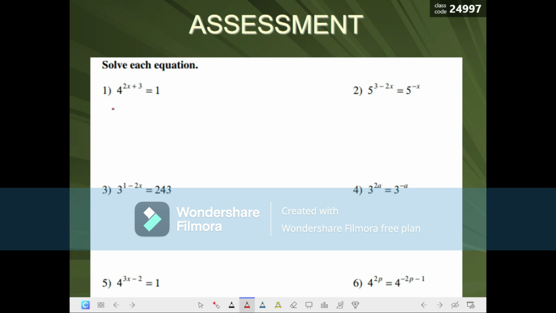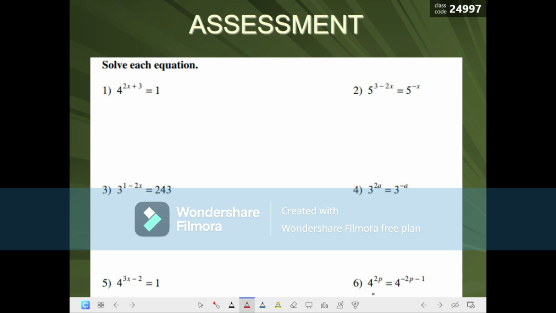Number 1. 4 to the power of 2x plus 3 is equal to 1. Number 2. 5 to the power of 3 minus 2x is equal to 5 to the power of negative x. Number 3. 3 to the power of 1 minus 2x is equal to 243. Number 4. 3 to the power of 2a is equal to 3 to the power of negative a. Number 5. 4 to the power of 3x minus 2 is equal to 1.